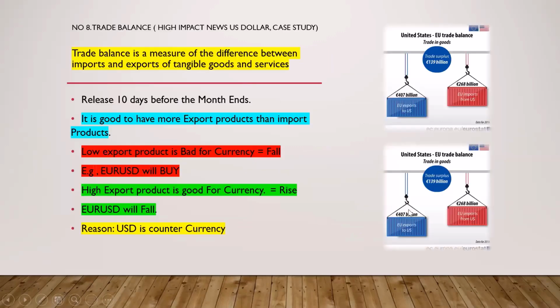Now, let's check the next one. The next one is trade balance, which is a very important factor. It's also a high impact news, and the US dollar still remains our case study. If you see my diagram here, it has to do with a measure of the difference between imported and exported goods. So trade balance has to do with the total number of goods imported and the total number of goods exported. For example, you can see from this diagram the United States and EU trade balance. Here the EU exports about 407 billion euros, and they import about 268 billion. So they export more than they import.